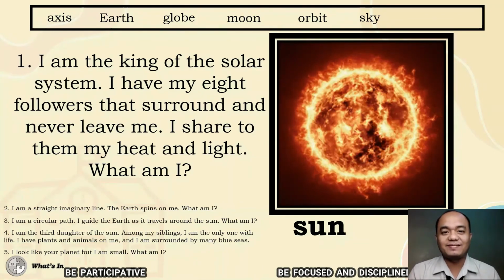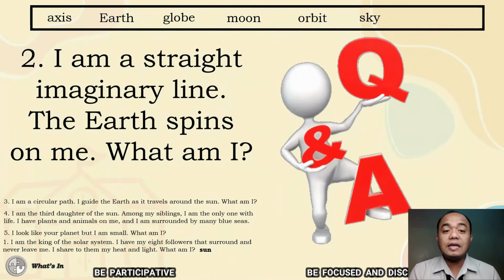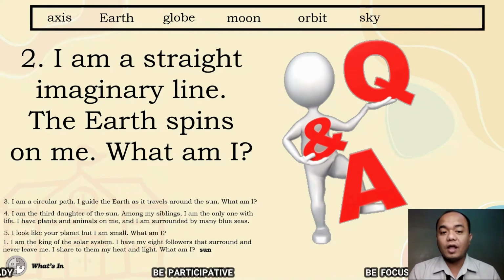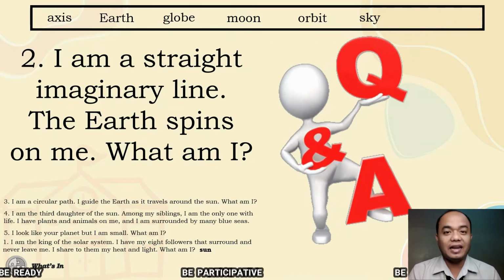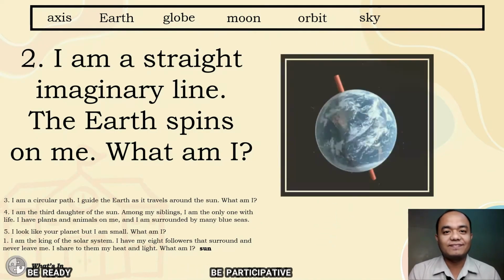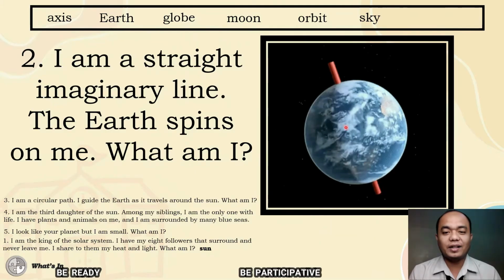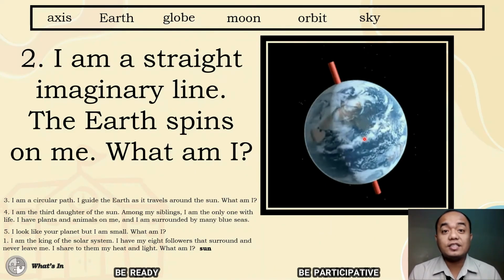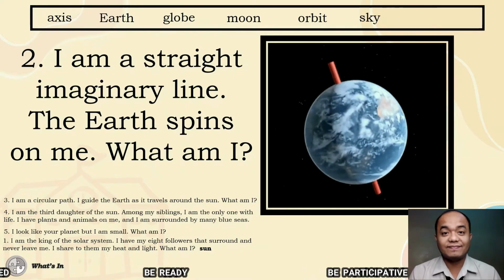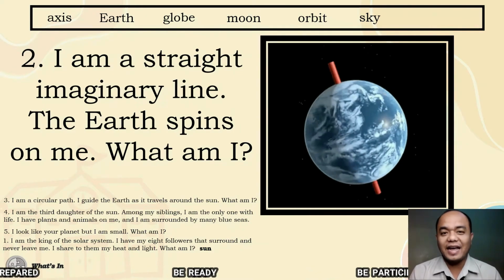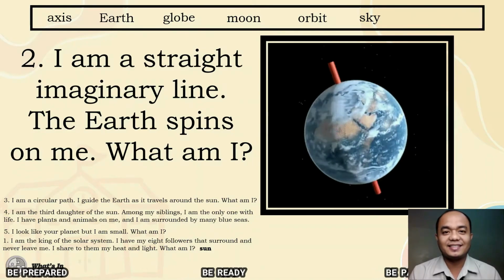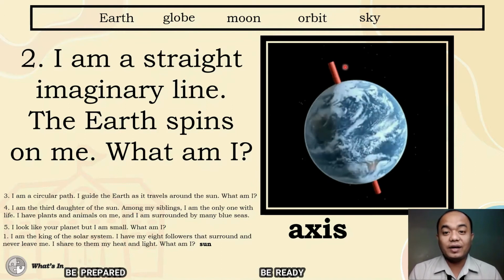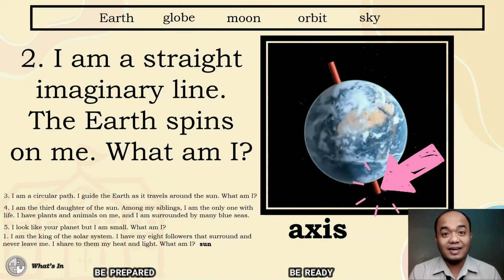Next, number 2. I am a straight imaginary line. The earth spins on me. What am I? Let me give you a clue. This one, class. What do you call this one? This is just an imaginary line where the earth spins. What do you think is the correct answer? Correct! The answer is axis. We call this imaginary line axis.